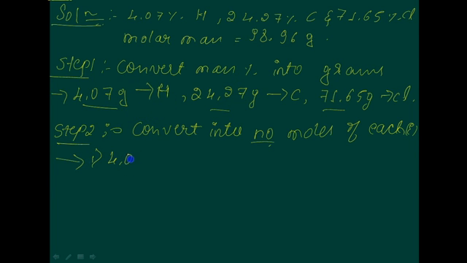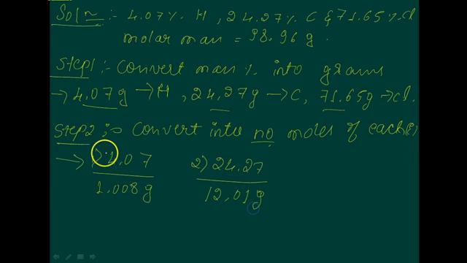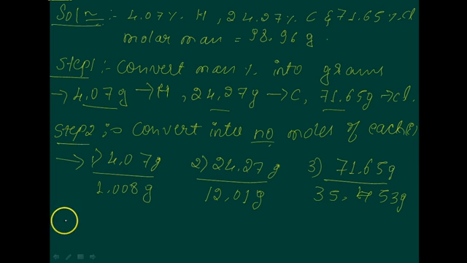Okay, the first one is 0.407 gram of hydrogen. Its atomic mass is 1.008 gram. Then the second one is 24.27 gram of carbon, whose atomic mass is 12.01 gram. Both are in gram. And the third one is chlorine, they have given 71.65 gram, and its atomic mass is 35.453 gram. Just by dividing, we are getting 4.04 for hydrogen, 2.021 for carbon, and for chlorine we are obtaining 2.021.